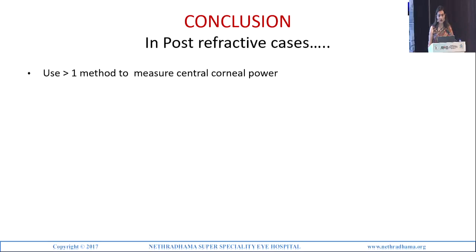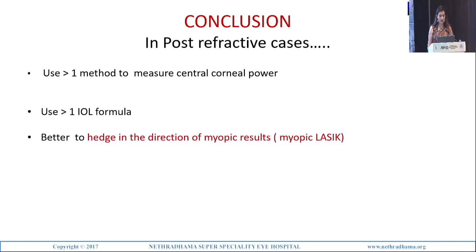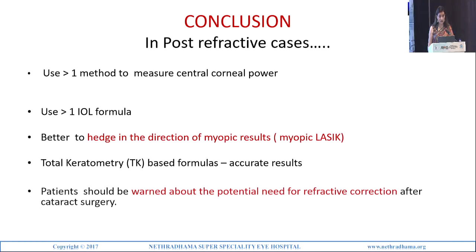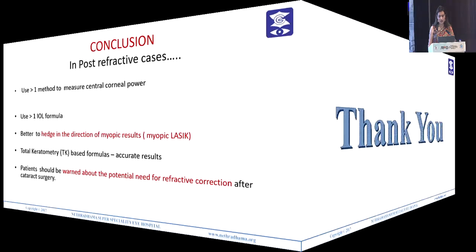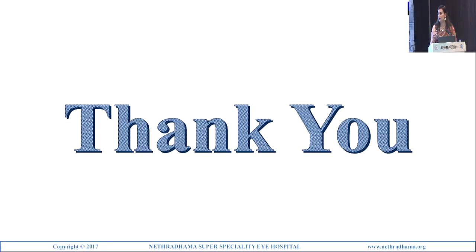So in conclusion, in post-refractive surgery eyes, use more than one method to measure central corneal power, use more than one formula, and it's always better to hedge in the direction of myopic results, especially if it's a myopic LASIK. And total keratometry based formulas, which are now being increasingly used, give the most accurate results, and patients should still be warned about the potential need of refractive correction after cataract surgery. So pre-op counseling and chair time still remains the cornerstone for success in these cases.